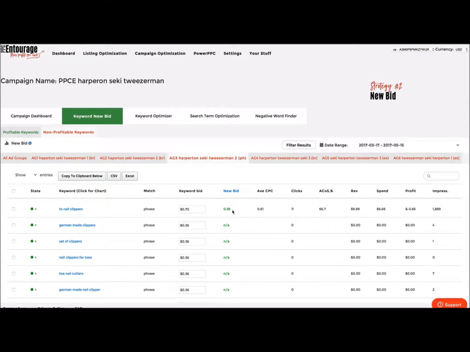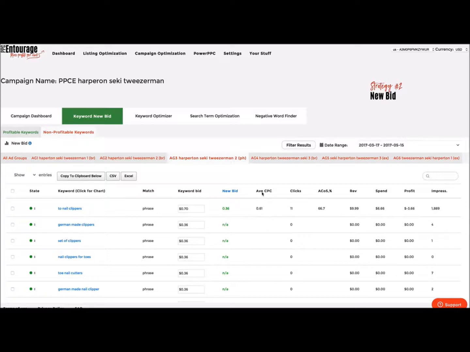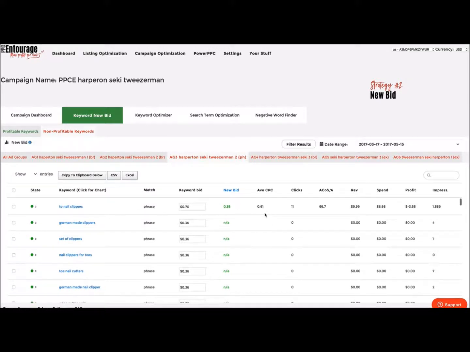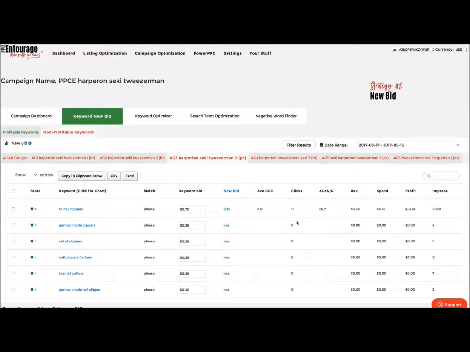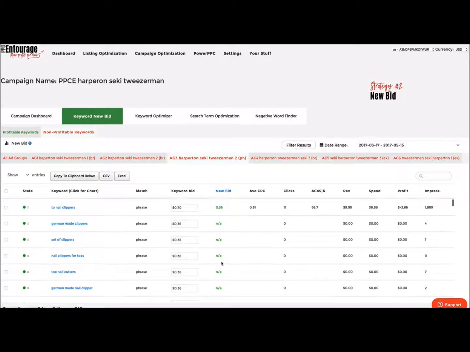Using a new bid price will allow us to attempt to get cheaper clicks and reduce the average cost per click. So now you'll notice that our software does not make recommendations unless it has at least 10 clicks. Now we have other strategies to optimize if it does not have 10 clicks, but for new bid, you must have at least 10 clicks. Also, you can use this for both profitable keywords and non-profitable keywords. As you can see, it's broken down over here. The profitable keywords over here, non-profitable keywords over here, and then the different ad groups that those keywords are in are over here. As you can see, we are on the third ad group.